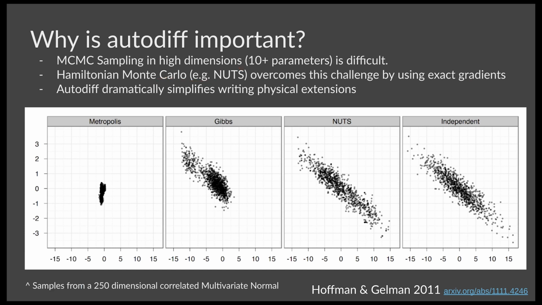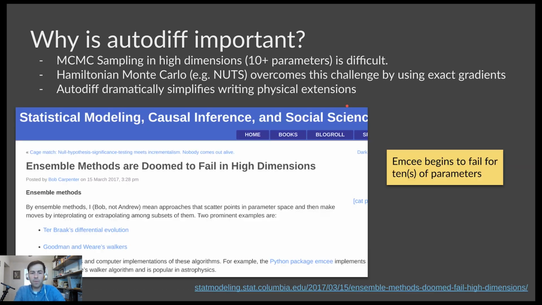Here's what you'd expect as the truth. And then here's a particular No U-Turn Sampler implementation of Hamiltonian Monte Carlo, and it outperforms both Gibbs and conventional Metropolis-Hastings. This limitation is also true of ensemble methods, which are popular in astronomy. So emcee, which is written by Dan Foreman-Mackey and implements this algorithm, is also doomed to fail in high dimensions. And so you want to move towards Hamiltonian Monte Carlo if you can.